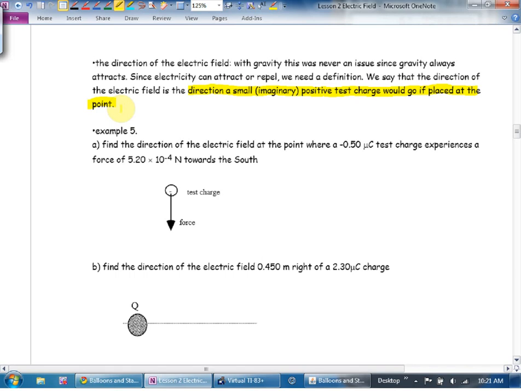How small a positive test charge? Jordan, so small that it doesn't have its own electric field, because that would change the whole question. Almost imaginarily small, but it's positive. So the direction of an electric field is, which way would a positive want to move if it could? It's always from positive to negative.